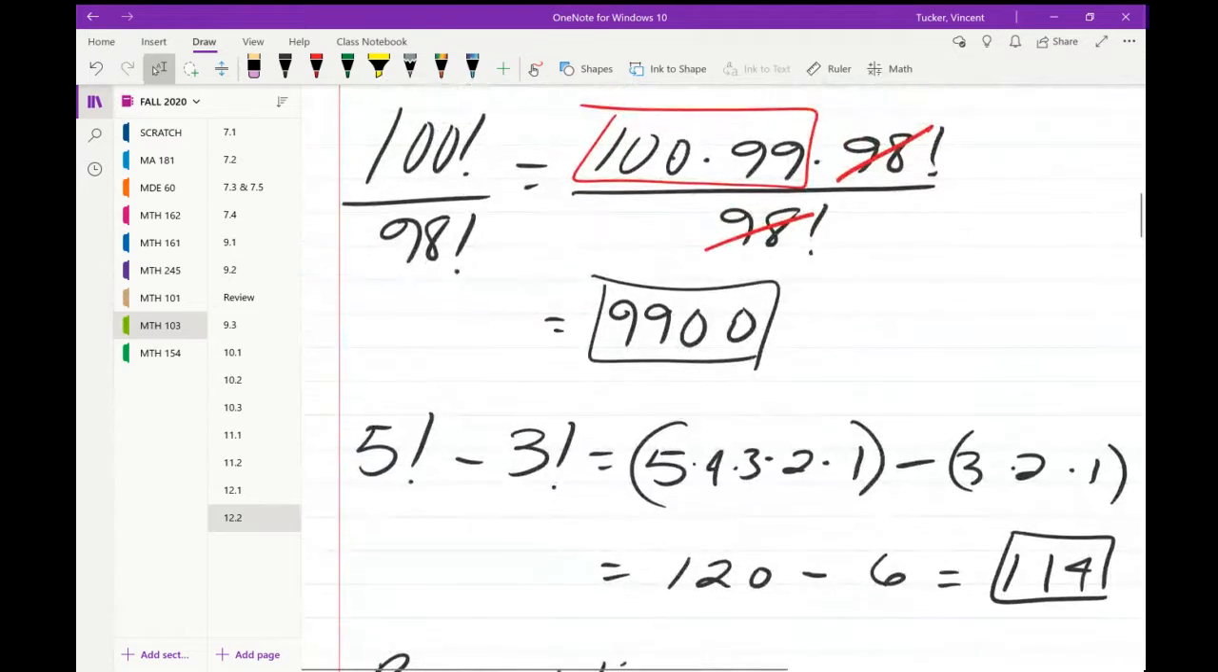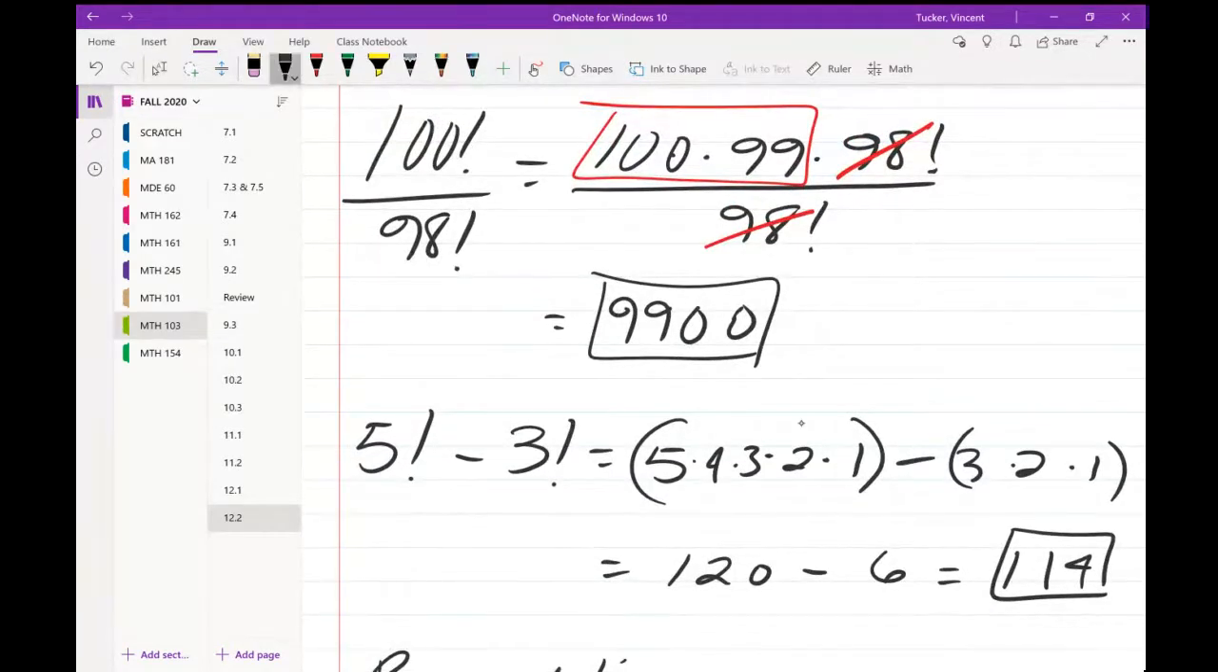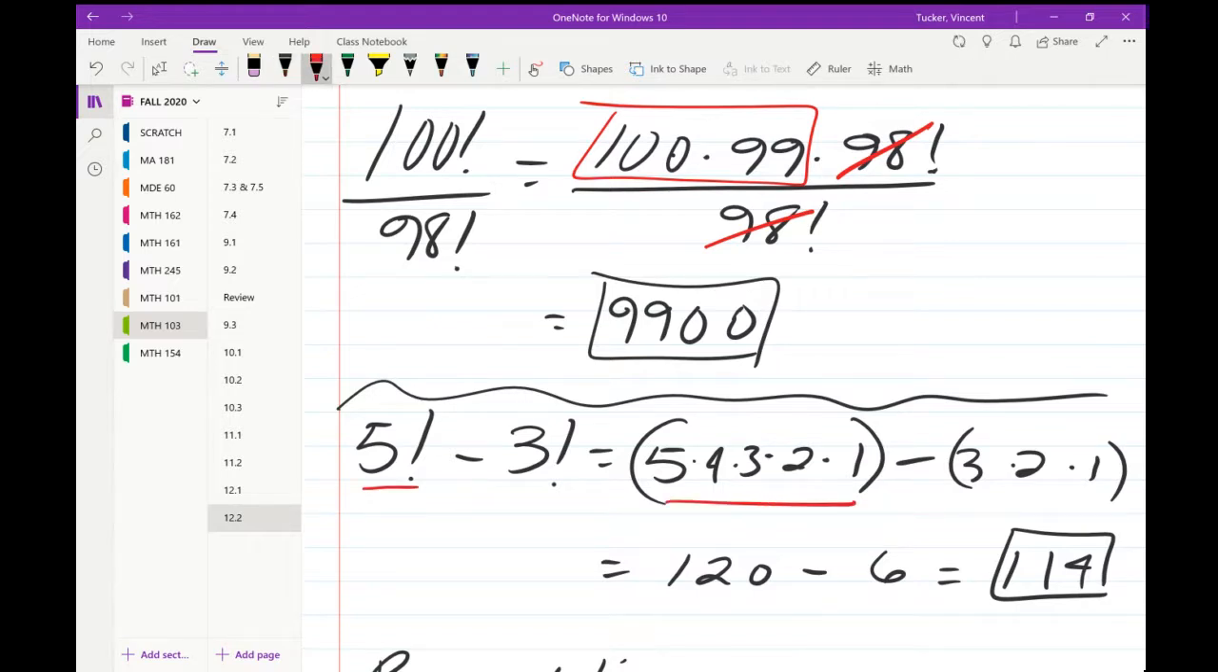All right, so the next one, if I have 5 factorial minus 3 factorial, what I would do is expand out. What I cannot do is do 5 factorial minus 3 factorial, which is 2 factorial. So it doesn't work that way. I have to expand out 5 factorial, which is 5, 4, 3, 2, 1. Expand out 3 factorial, which is 3 times 2, 1. 5, 4, 3, 2, 1 multiplied is 120. 3, 2, 1 multiplied is 6. And then 120 minus 6 is 114.